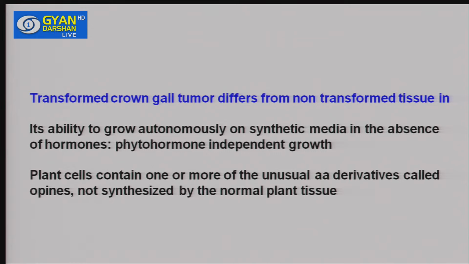Number two, plant cells contain one or more of the unusual amino acid derivatives called opines. This is another difference. I told you, healthy cells do not have the opines. Only the infected cells have the opines, because that is being utilized by the bacteria. So these are the two basic differences.